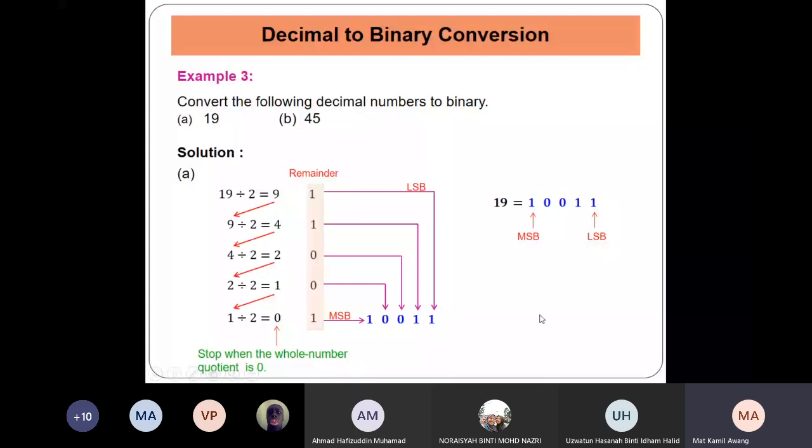So I prefer this division by 2 method instead of the sum of weights method. That is my personal preference. So for the example 45, which one do you prefer?